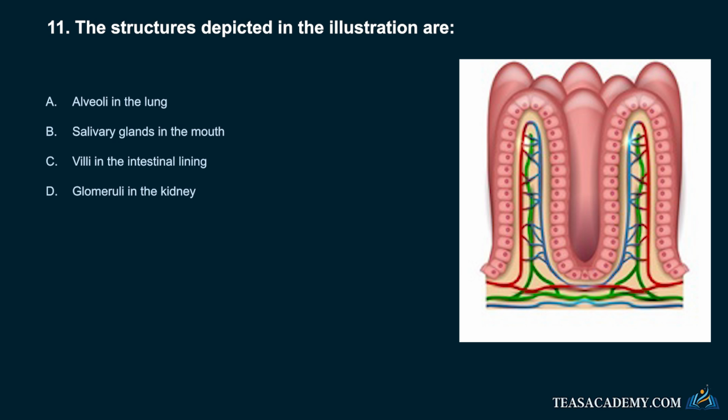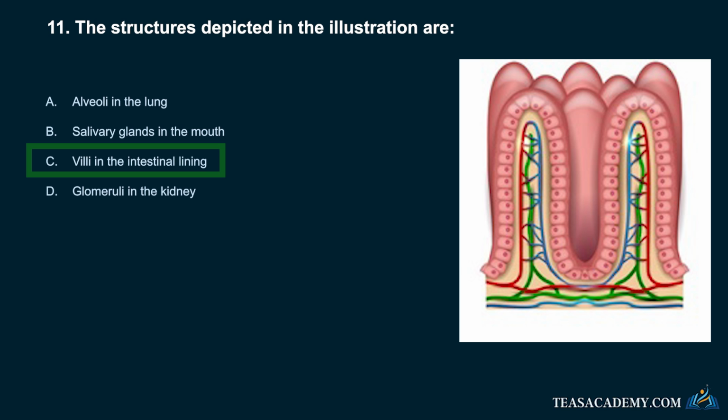11. The structures depicted in the illustration are: A. Alveoli in the lung. B. Salivary glands in the mouth. C. Villi in the intestinal lining. D. Glomeruli in the kidney.